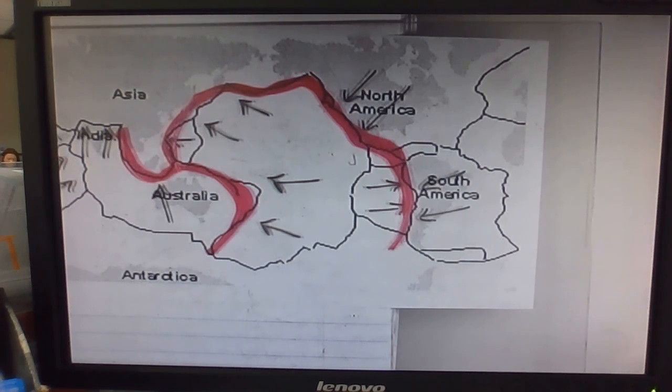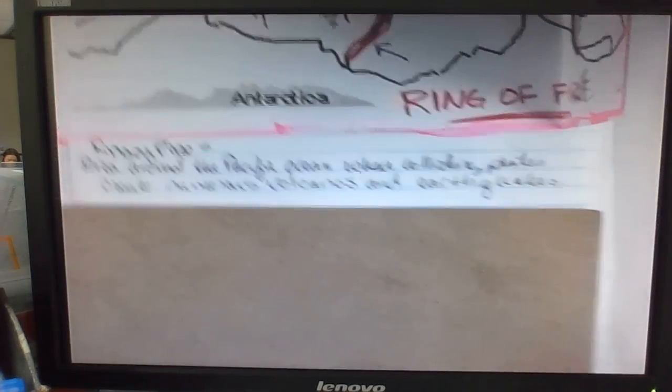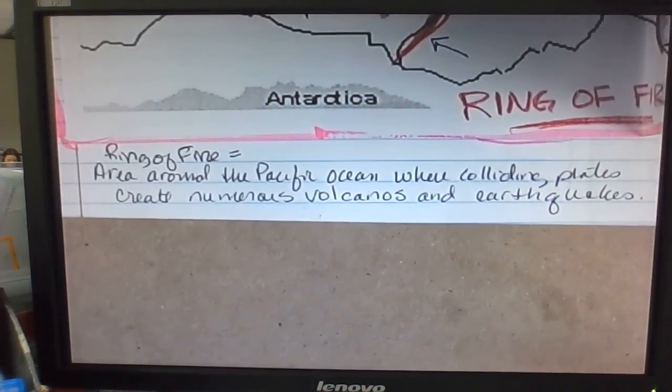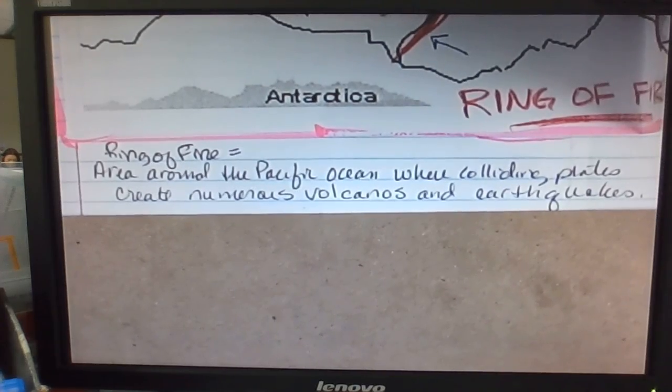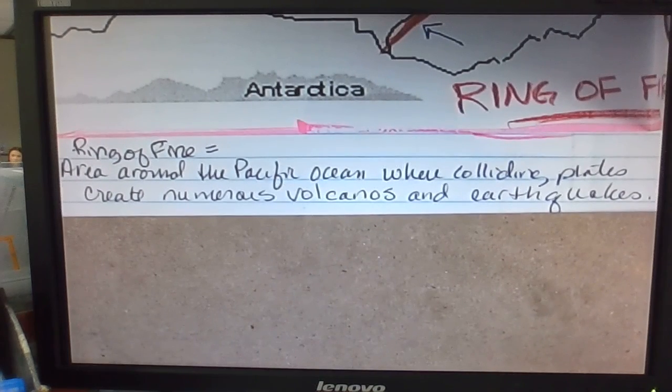So one last thing. We need to go ahead and define that Ring of Fire. The area around the Pacific Ocean where colliding plates create numerous volcanoes and earthquakes. Ring of Fire is the area around the Pacific Ocean where colliding plates create numerous volcanoes and earthquakes.